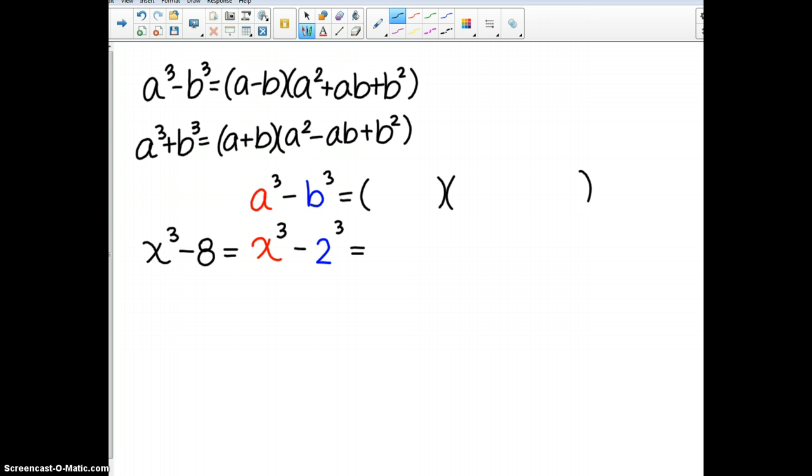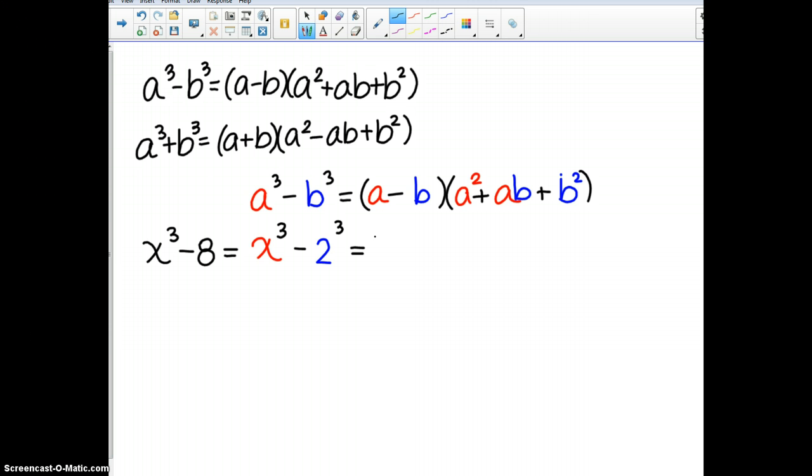Every place there's an a, and every place there's a b, I can figure out what to plug in those places. So if we have x cubed minus 8, that's x cubed minus 2 cubed.